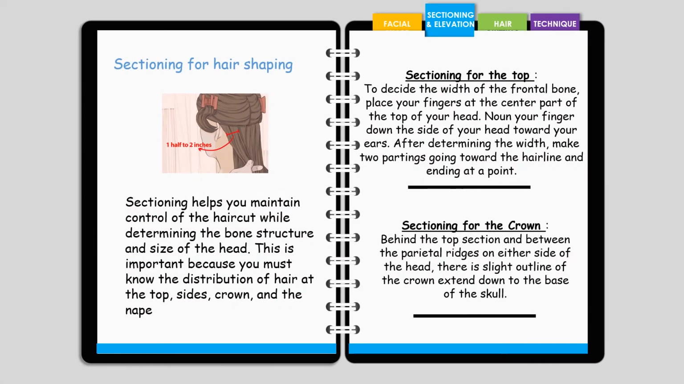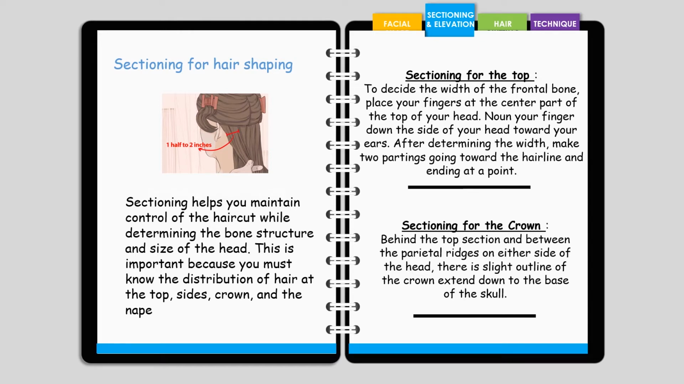Section for hair shaping. Section helps you maintain control of the haircut while determining the bone structure and size of the head. This is important because you must know the distribution of hair at the top, sides, crown, and the nape.